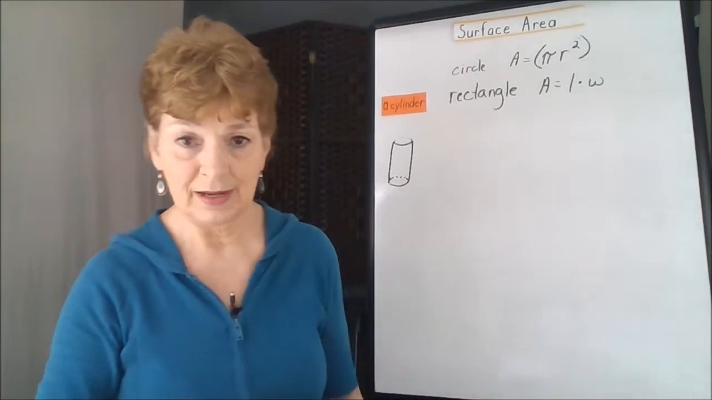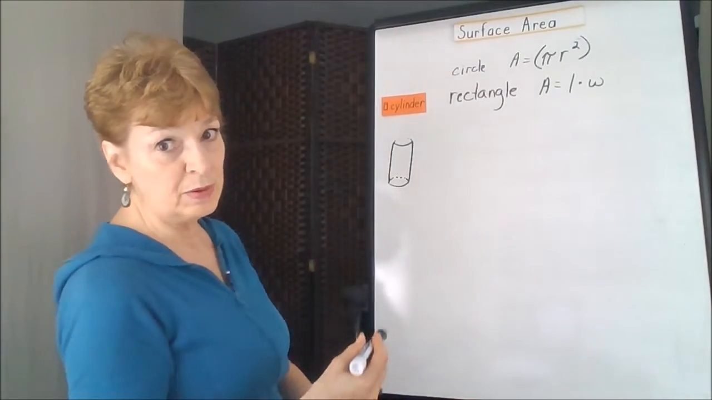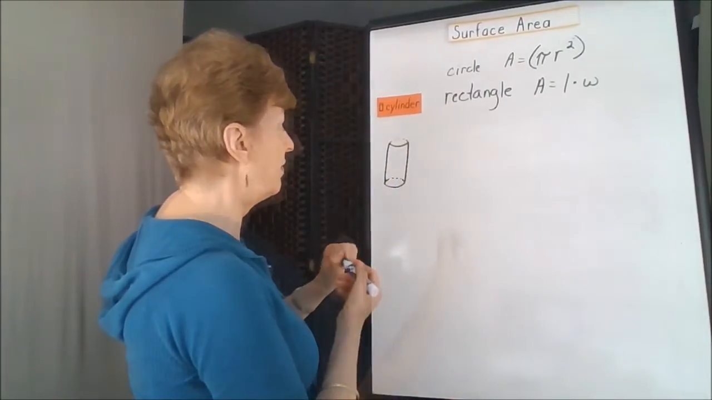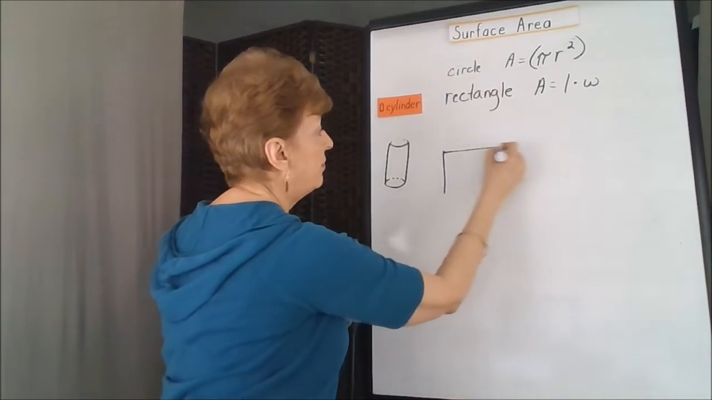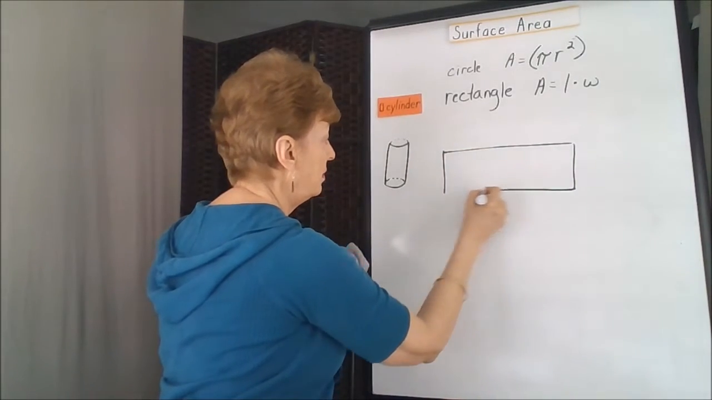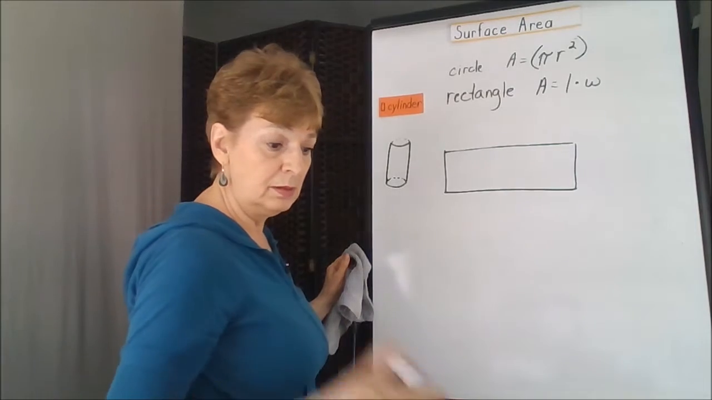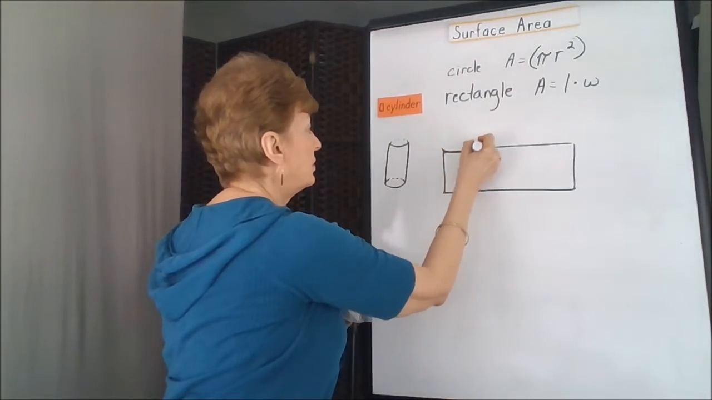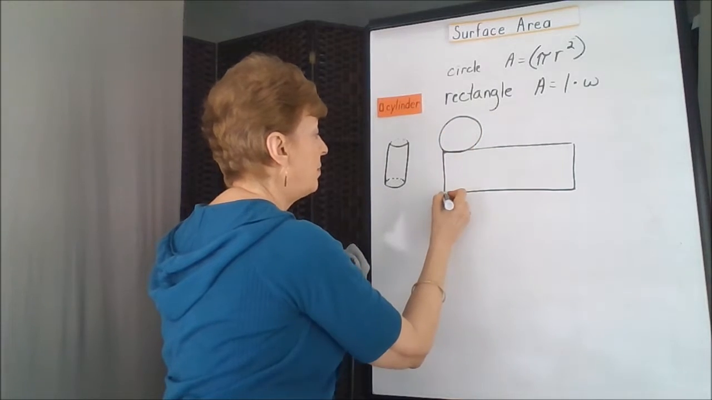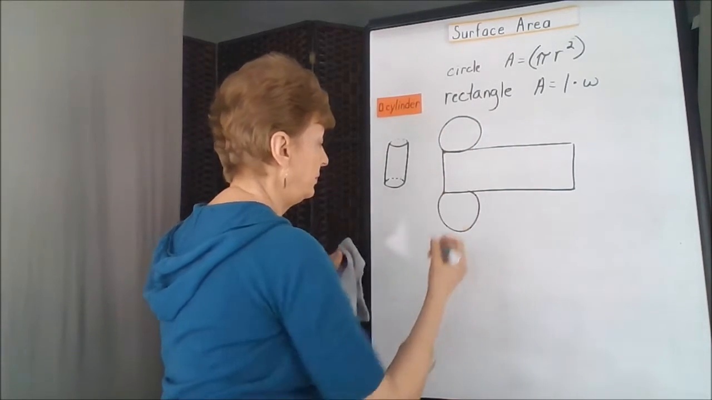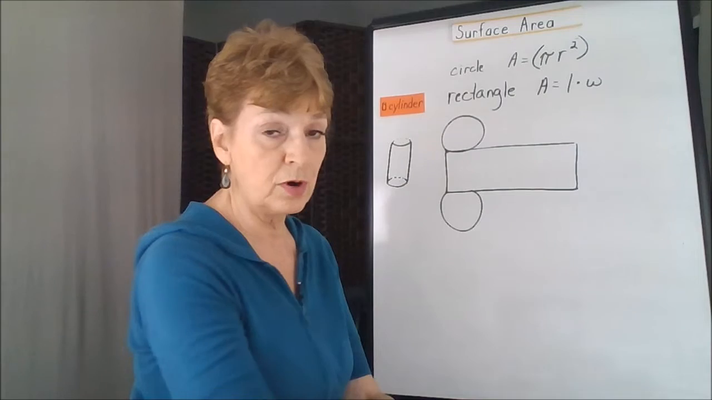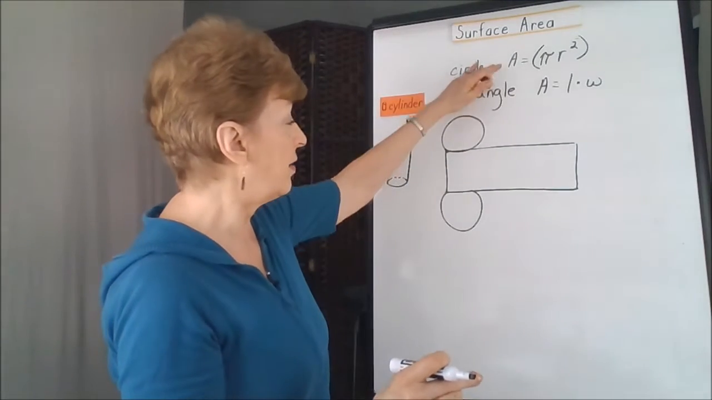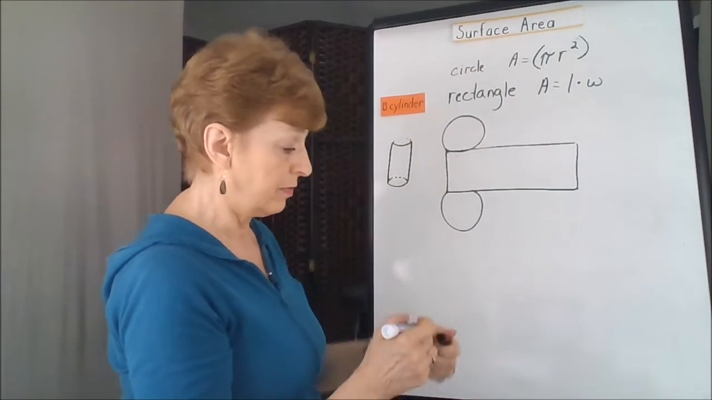So the shapes that we're going to be working with for surface area of a cylinder, we're going to have a rectangle, that's the paper label, and two circles, the top and the bottom lids. So we're going to need our formulas for area of a circle and area of a rectangle.